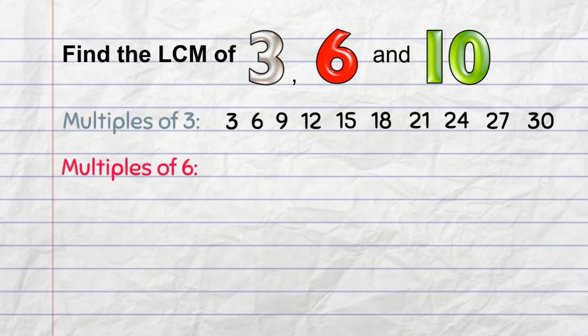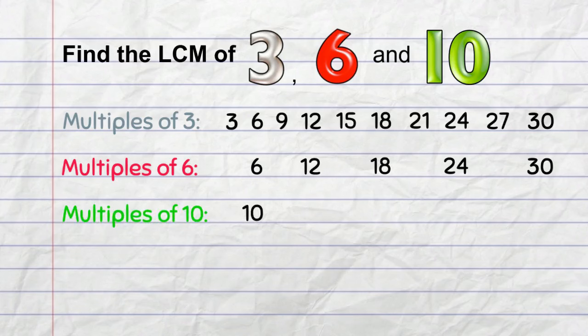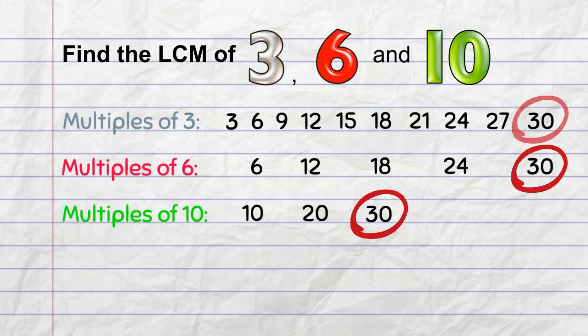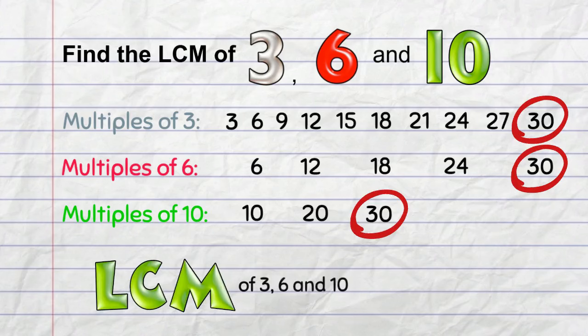And now I'll list multiples of 6. 6, 12, 18, 24, 30. Notice that every multiple of 6 is also in the list of multiples of 3. But we can't state an LCM yet because we still need to show the multiples of 10. Let's do that now. 10, 20, 30. I can stop listing now because 30 is in all 3 sets of multiples. So 30 is the lowest multiple that's common to all. The LCM is 30.